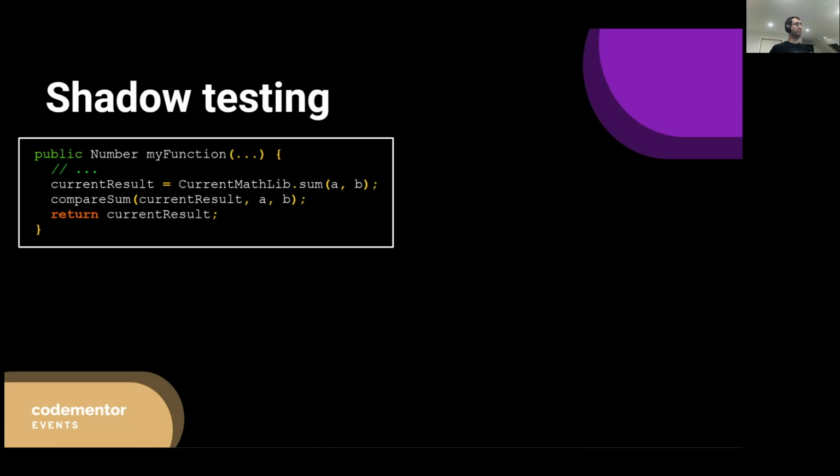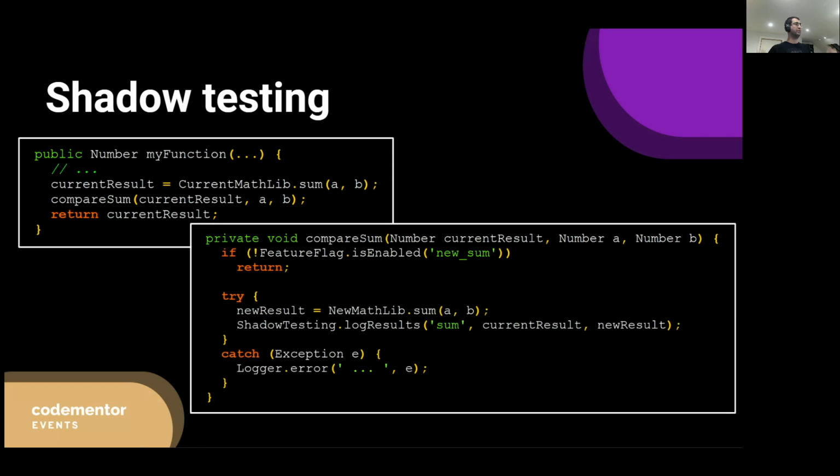And please note here that we get the current result and we return it at the end. And the current result is sent to the component responsible to do that. So here we could do a bunch of different things. We could, for example, put the new sum under a feature flag or a kill switch. We could surround the new call with try catch.